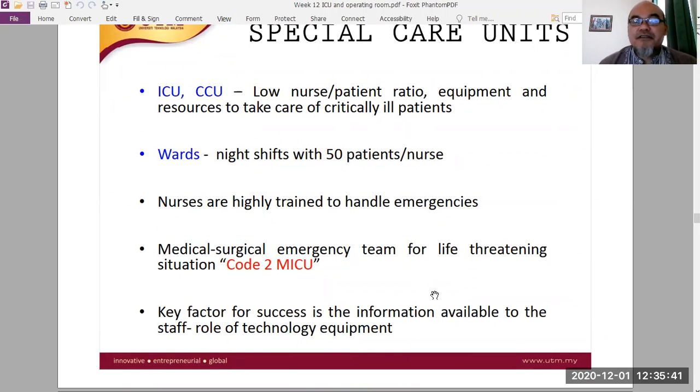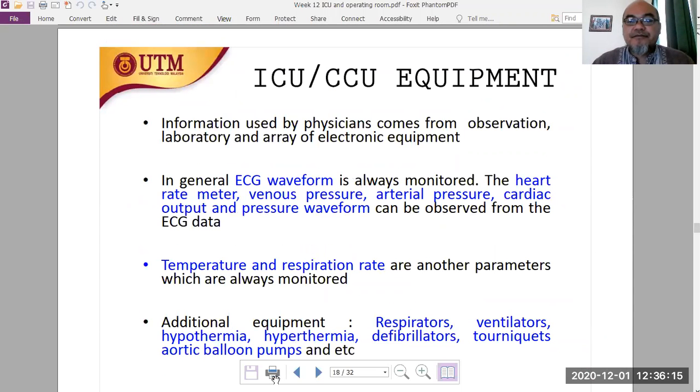The key factor for success is the information available to the staff, and this is where the role of technology equipment comes in. Because the nurse does not attend the patients all the time, how does the nurse in the ward know whether specific patients have a problem? So this is the role of technology equipment: to give an alarm to the nurse in the ward to be warned to attend the patients that have a specific problem.